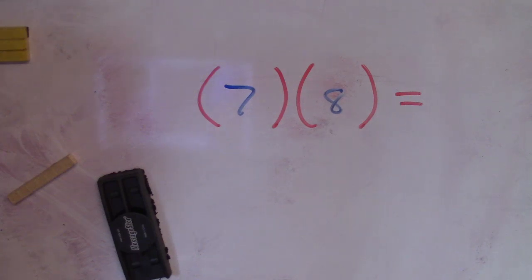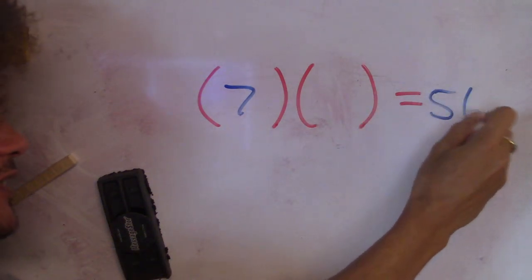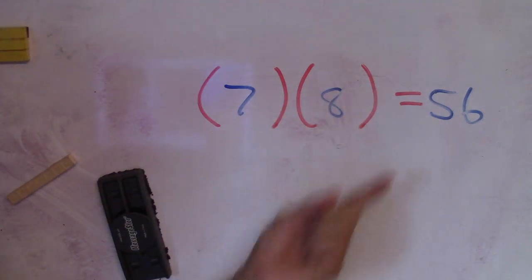7 times 8? Hey, wait, are we multiplying? Yes, we are. Oh, 56. There you go. All right, I should have written it down, 56, just to get the visual. All right, so now, what's 56?